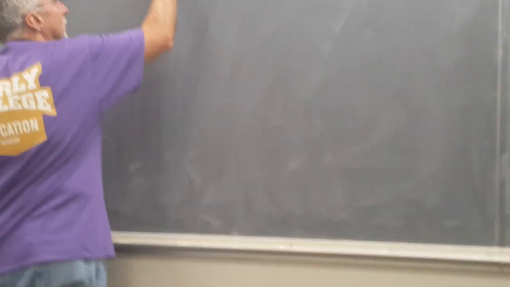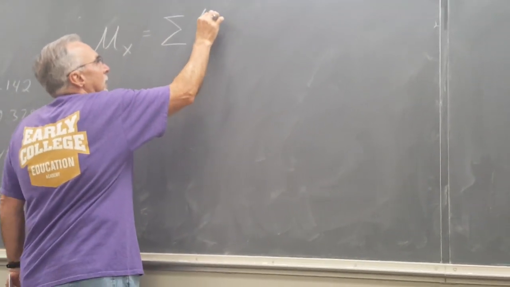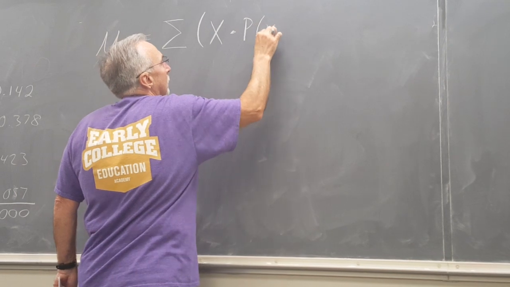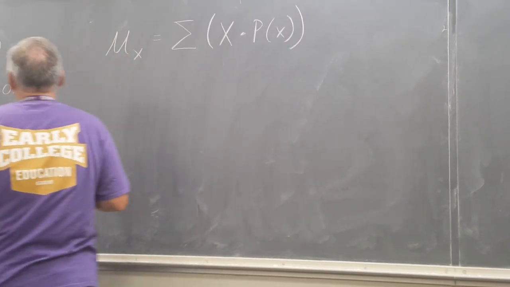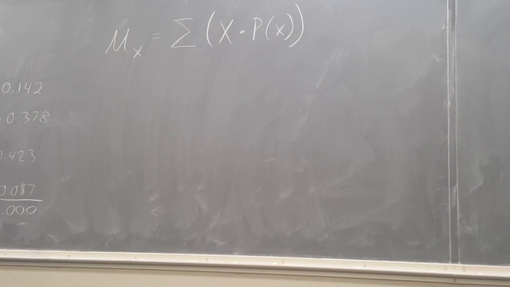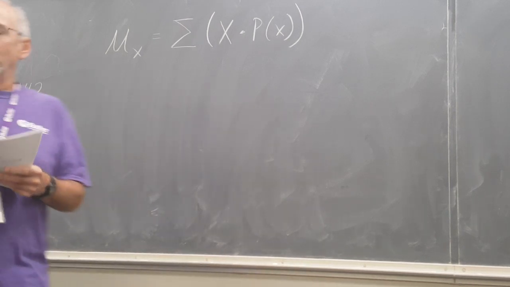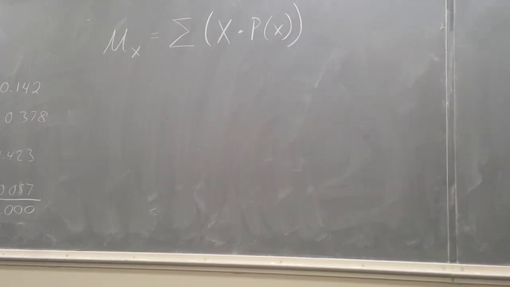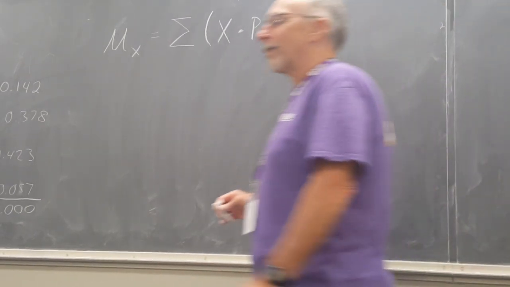you take the sum of whatever the outcome is times the probability of that outcome. You'll have a note on one of your pages that says, be sure to know how to do this by hand. So you have to know how to calculate the mean.